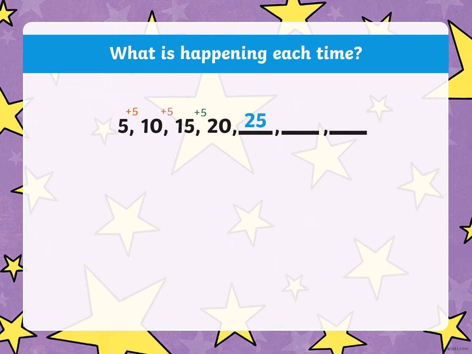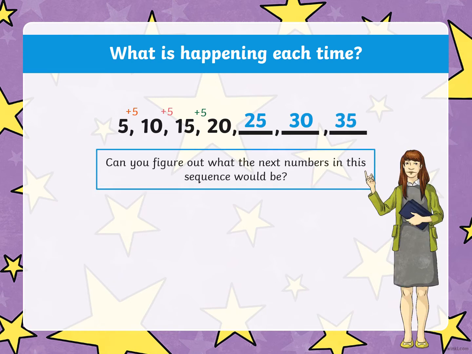Well done if you got that right. Can you work out what the next number would be? What would the next number be? It would be 40.